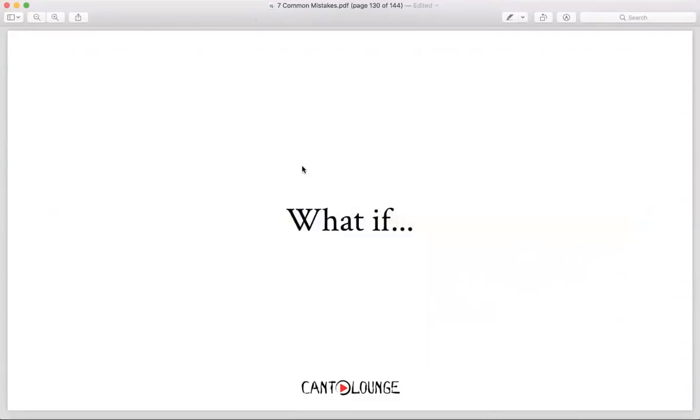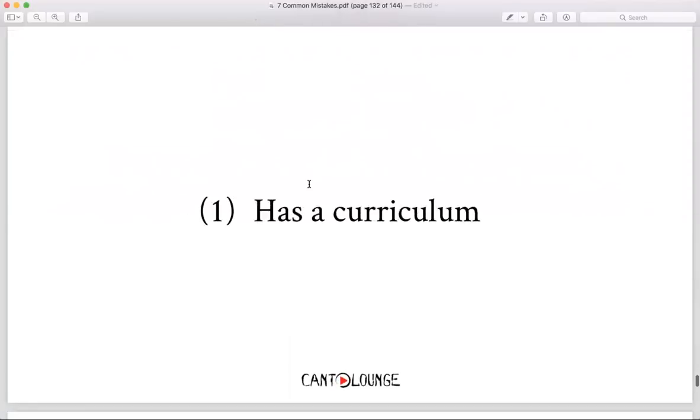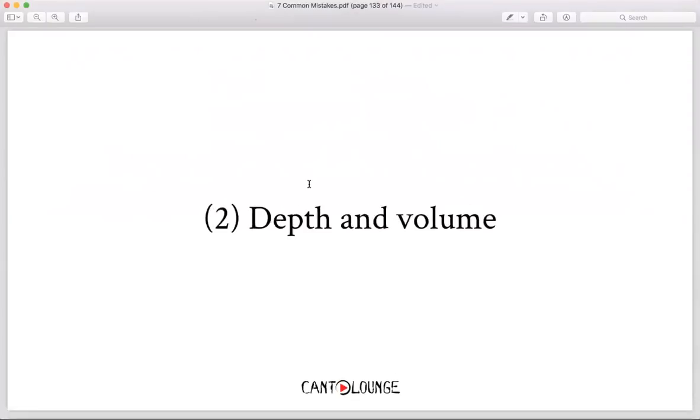So that's it in terms of the main bulk of the presentation. But what if I tell you that there's a resource that can solve all of these problems that we talked about in this presentation? Number one, something that has some sort of curriculum to follow. Canton Lounge doesn't actually do that yet, but hopefully I'll do something about that soon.